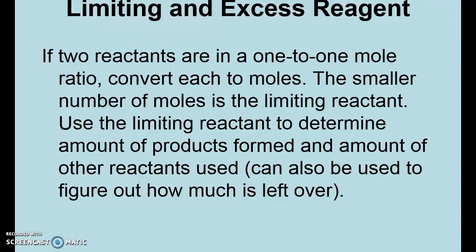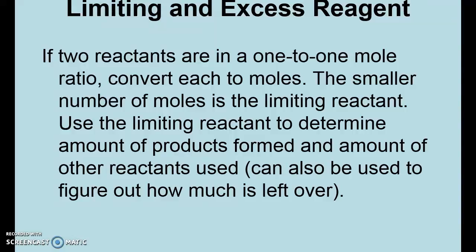So if the two reactants are in a 1-to-1 mole ratio, you can just convert the given quantities of each reactant to moles. So whichever one you have a smaller number of moles of, that's the limiting reactant. And then you can use that limiting reactant to determine how much product can be formed and also how much of the other reactants are used. And also how much is left over. But that really has to be limited to when the mole ratio in the balanced chemical equation is 1 to 1. So whole numbers, one or no coefficients, just ones in front of your reactants.